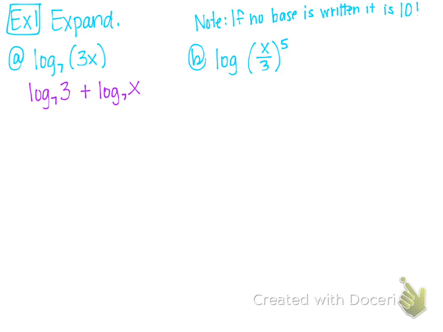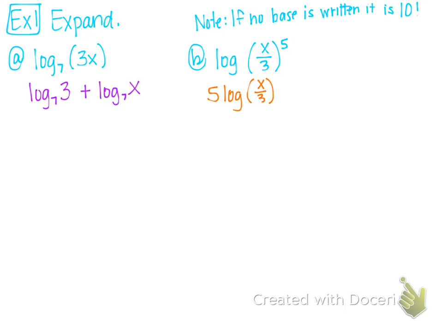So if we take a look at this problem, we have two things going on. We have a power, and we also have a quotient. Now, we got to be really careful. We need to decide which one we're going to do first. The first one we want to do is the power. So we're going to take this 5 and we're going to put it in front of our logarithm. So we have 5 log base 10, which we don't have to write, of x over 3. So we took care of our power property.